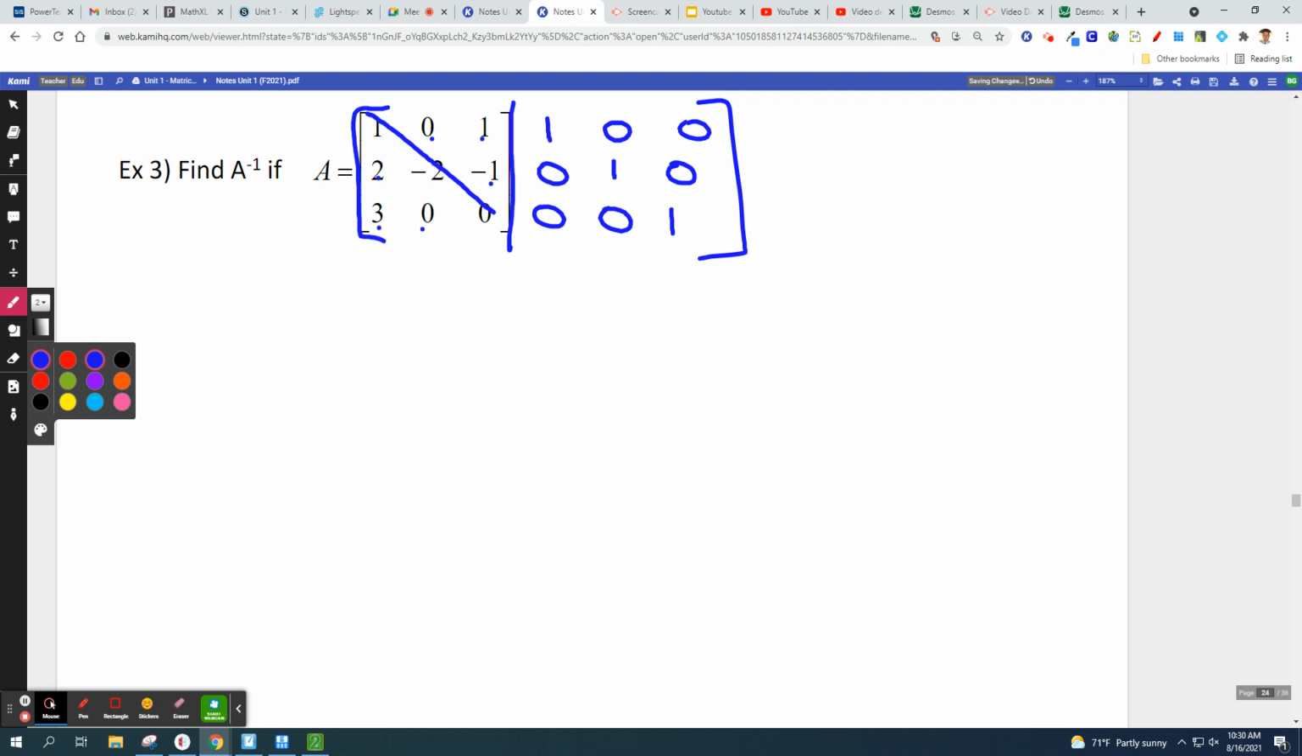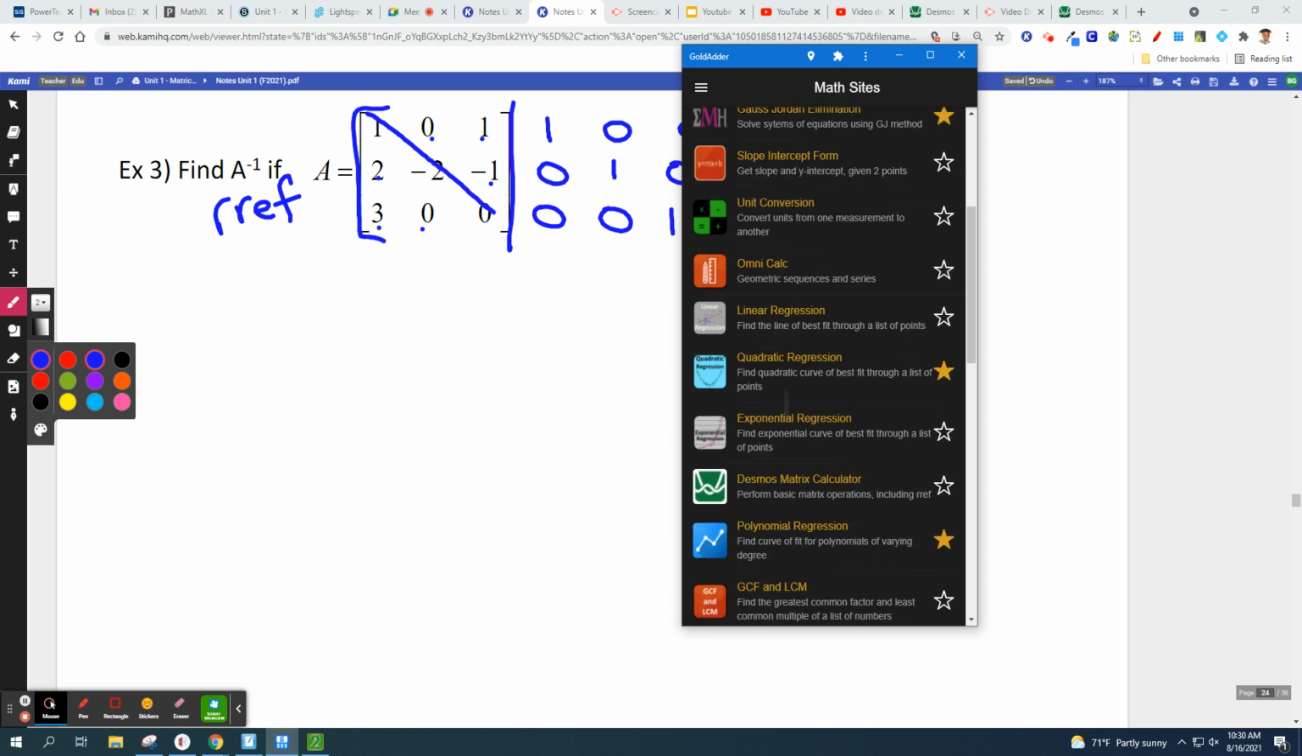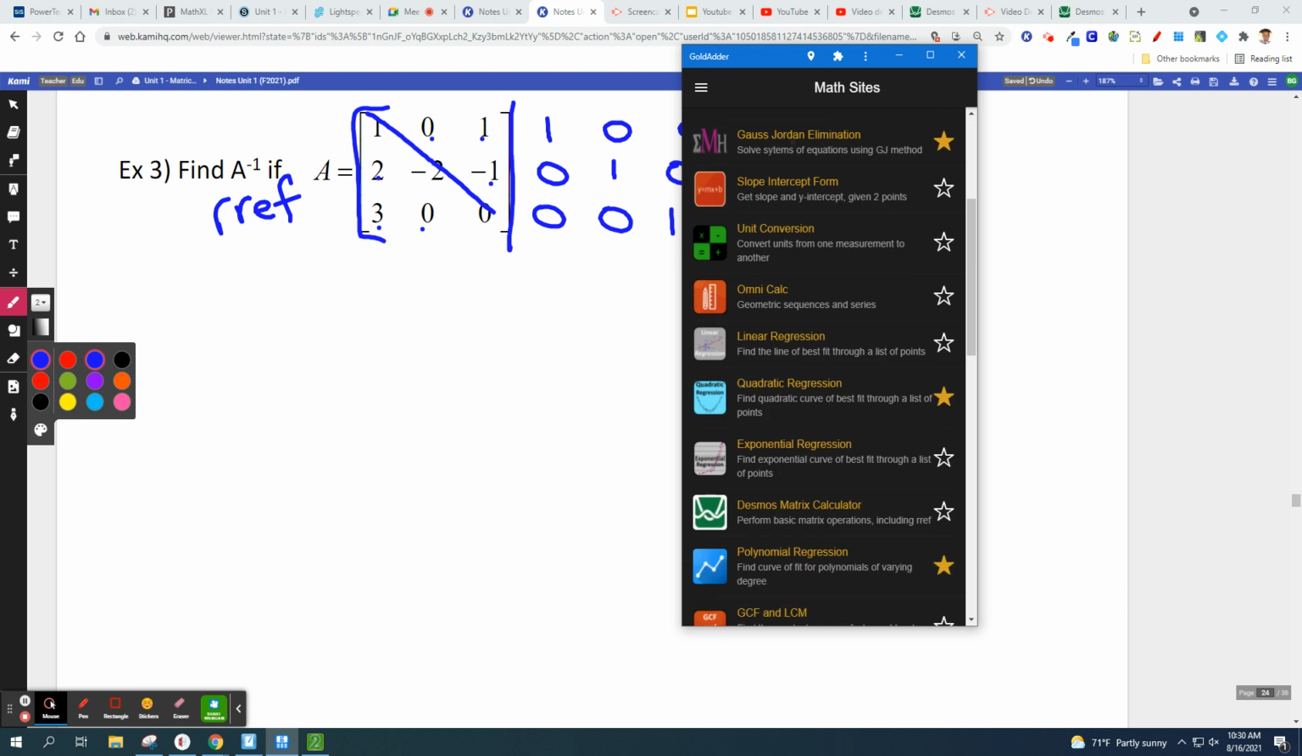Okay? Well, let's just do it on the calculator instead. Okay? We've got this set up. Let's do an RREF of that. So those of you with graphing calculators, you should know what to do from the other day. And the rest of us, we go into the math sites, and what are we doing? Gauss-Jordan elimination. We're going to do Gauss-Jordan elimination.